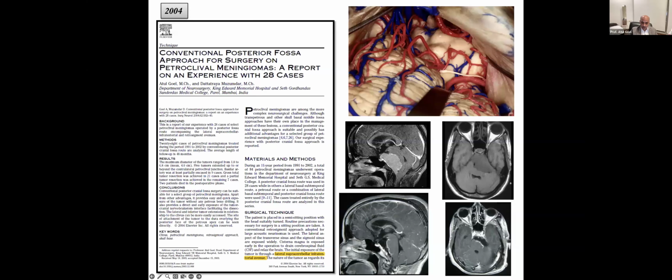He did it like acoustic tumor. But here we did lateral supracerebellar approach. And believe me, my dear friend, beautiful approach. I can reach the tumor.